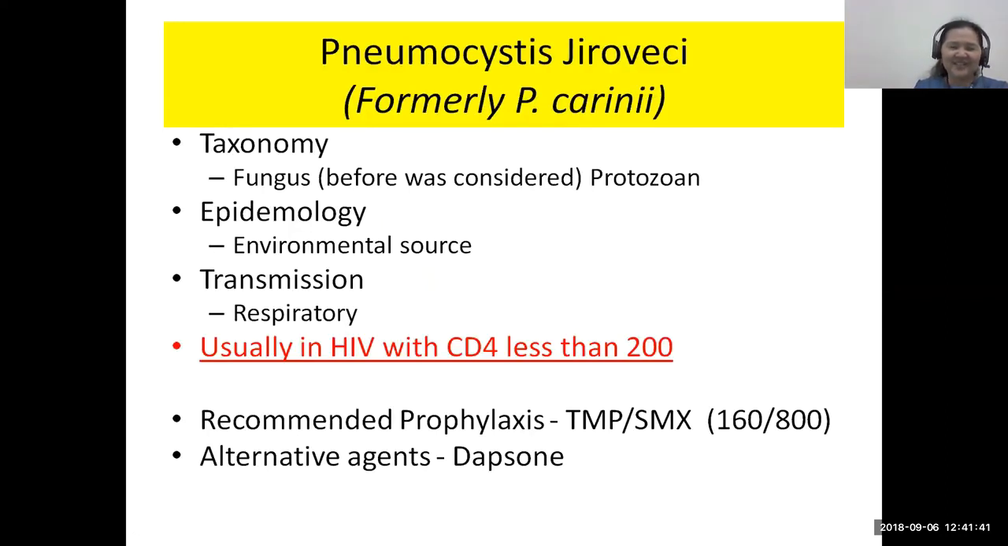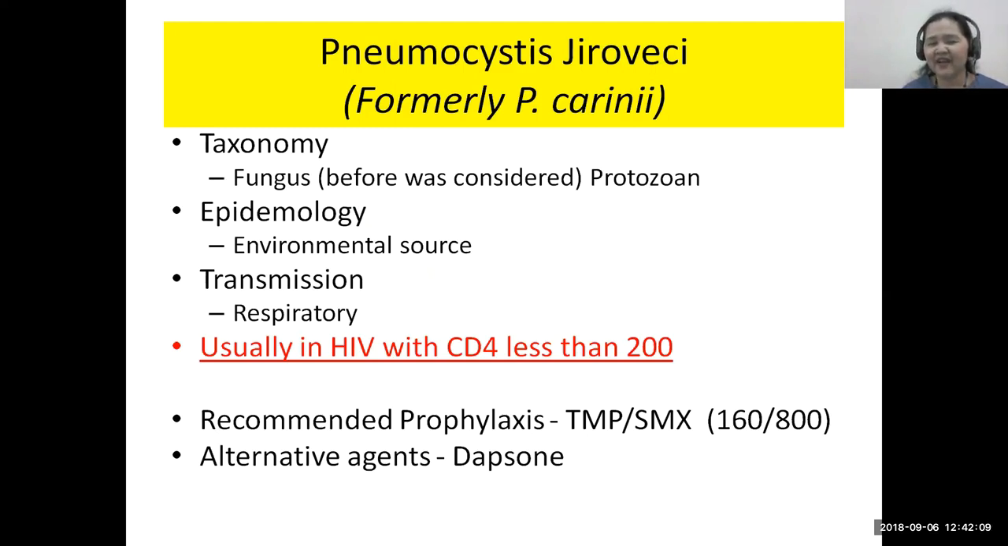Okay. So that's a little bit about TB. Isa siya sa main differential natin. The next differential is the Pneumocystis jirovecii, or historically was known to be Pneumocystis carinii. It's a fungus. It was before considered a protozoan. Galing siya sa environment. Supposedly, nahihinga natin siya.